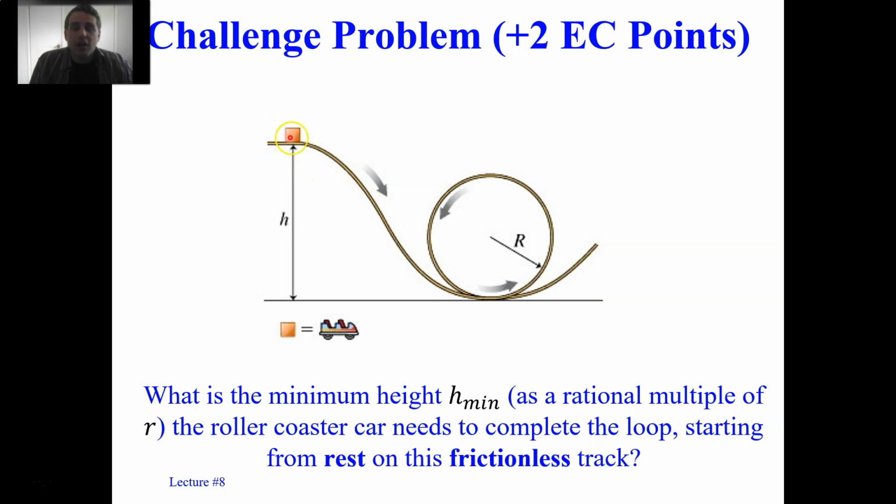Notice that, in other words, if we allow this mass to just slide down, what is going to be the minimum height we have to build the first hill to in order for the car to make it all the way through this loop? And it turns out that it's not necessarily what you'd expect, at least unless you work through the calculation.